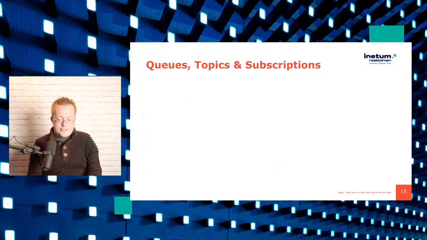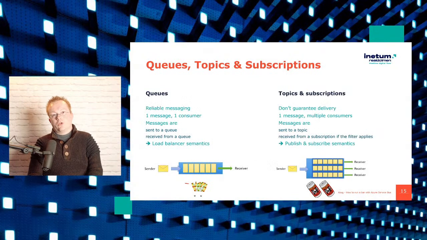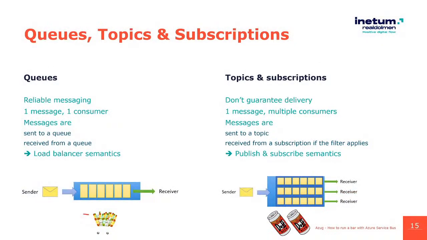If you go a bit more technical, then you can see that you have queues and topics and subscriptions. And how do you need to see that? Queues are built and designed for more reliable messaging. So that means that every message that is being sent to the queue has only one consumer. So as said, the message is sent to the queue and will be received from the queue.